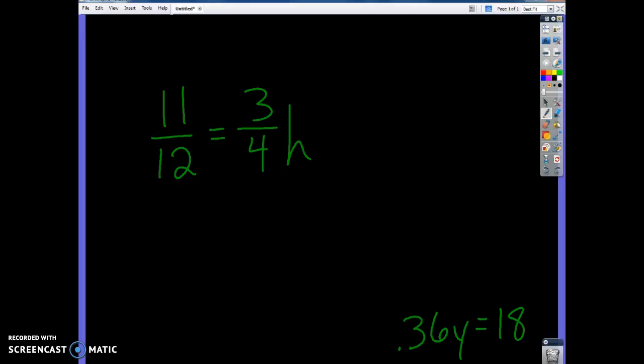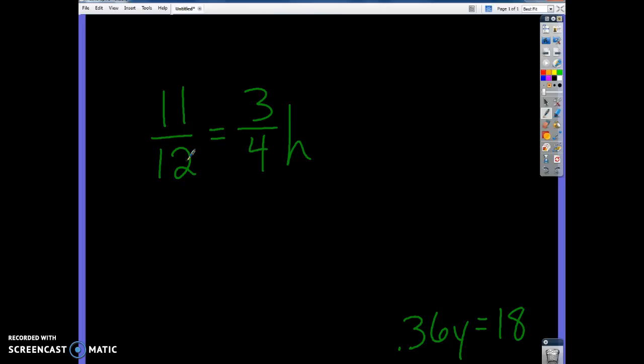Okay, so we have fractions, and we're doing operations with the fractions here. It looks like right here I've got a variable h that's being multiplied by 3/4. So 3/4 times something is going to equal 11/12. So let's look at how to do this.